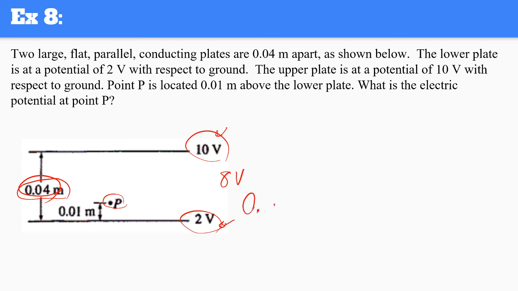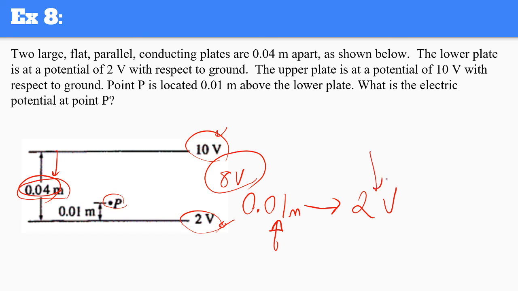So then what does that mean? Every 0.01 meters, we basically change the potential by 2 volts, because when we make the change by 0.04, I need to have 8 volts of change. So that means for every 0.01 meter of distance, I need to change the potential by 2 volts. And what are they asking me? They are asking me that distance away, so 0.01 meters away.